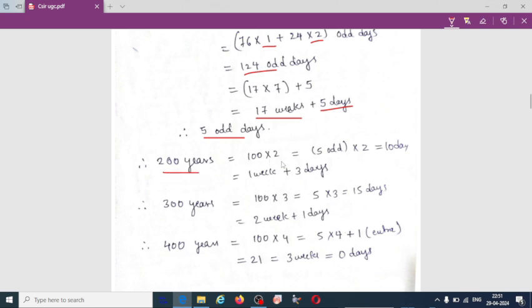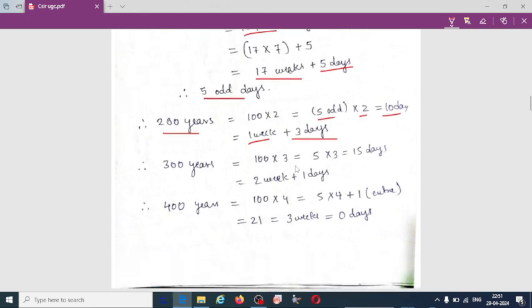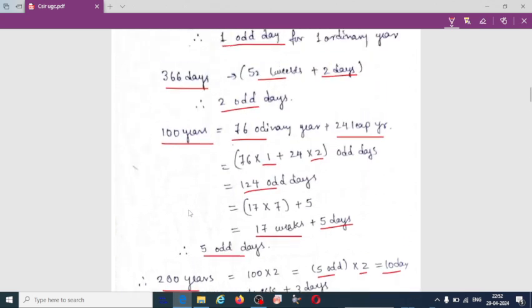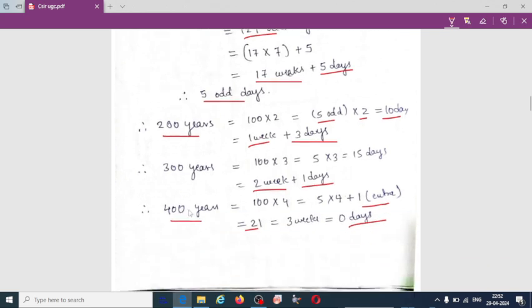200 years, if you take, 100 into 2, 5 odd days, 5 into 2 is 10 days. In 1 week there are 7 days, so 1 week plus 3 days. So 3 odd days in 200 years. 300 years, 5 into 3, 15 days, 2 weeks plus 1 day. 400 years: 100 years consists of 5 odd days, 5 into 4 is 20. One day is extra for the leap year, so 21. So 0 odd days in 400 years. Like that you can calculate the number of odd days in a given year.